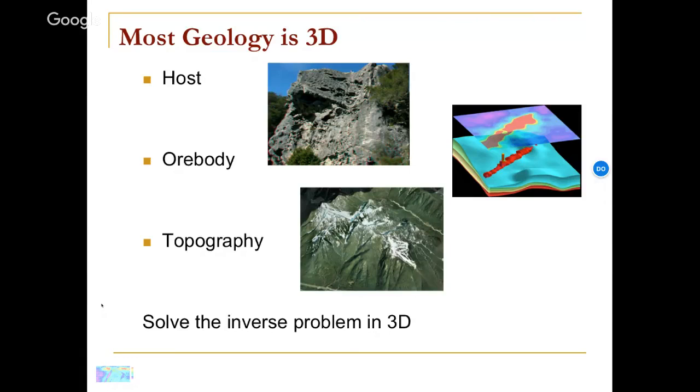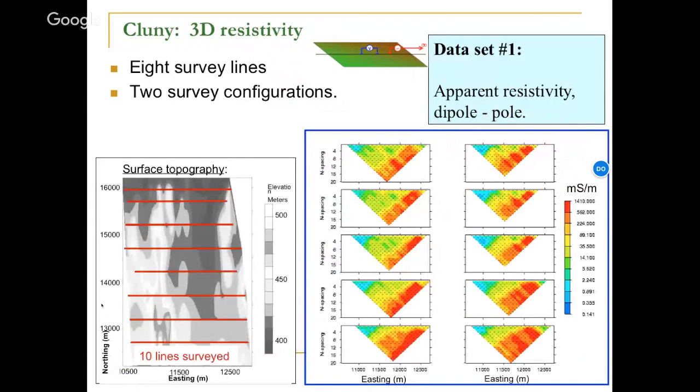And so I want to show you one example. This was done in Australia a number of years ago. This was a mineral deposit. So this is about 2.5 kilometers on this axis here, and this is about 4 kilometers here. And what we're looking at are 10 lines of data.